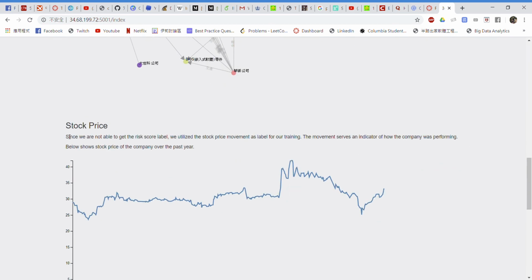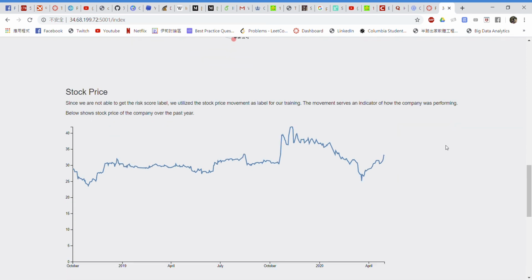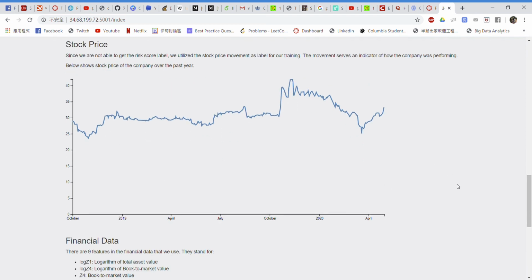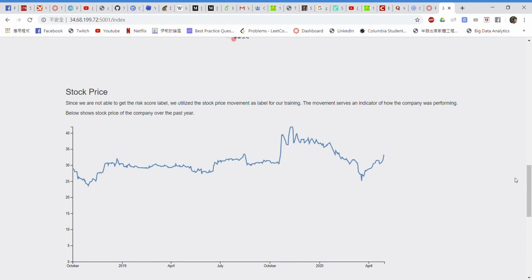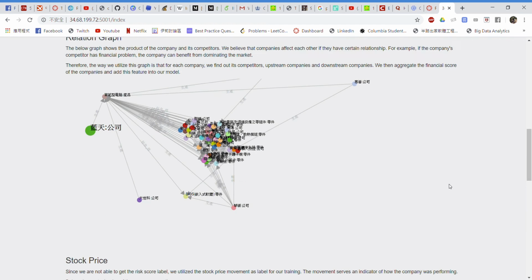And the third part is the stock price. Because we are not able to get the risk score label, we also utilize the stock price movement as a label when training our model. The movement can also serve as an indicator of how well the company is performing. For this stock price, you can see the stock price at each timestamp, and this also serves as a rough overview of how we calculate this risk score.